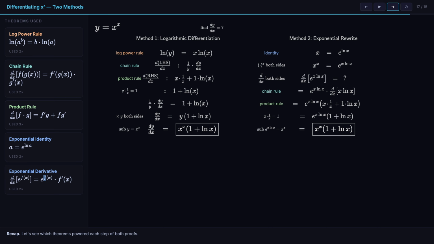The log method is mechanical. You can apply it to any tricky exponent. The exponential method shows the deeper structure. X to the x is really e to the x log x. Next time you see x in both the base and exponent, you know what to do.